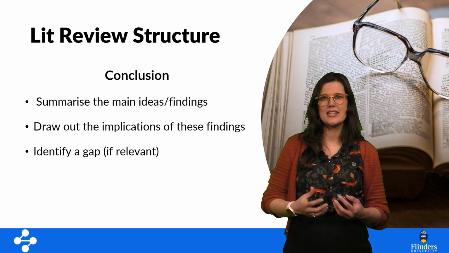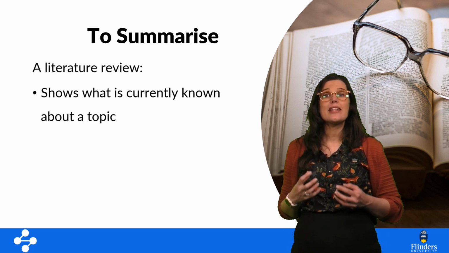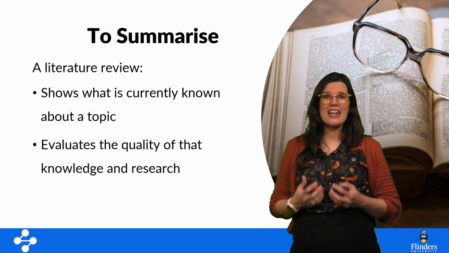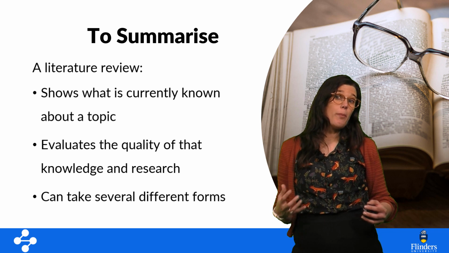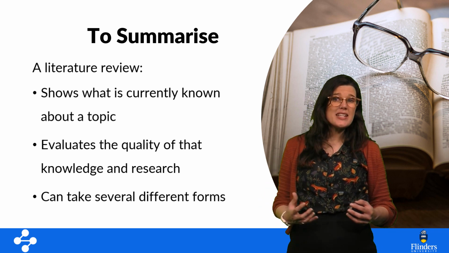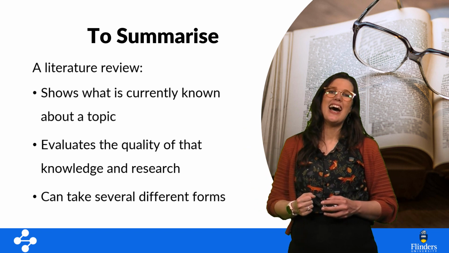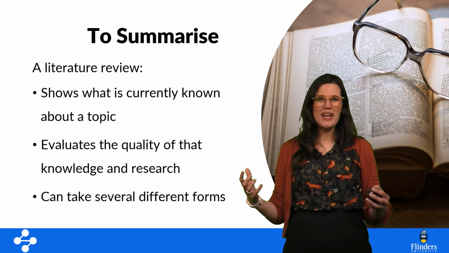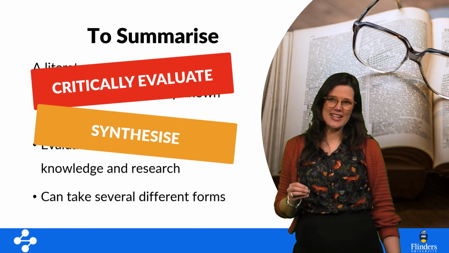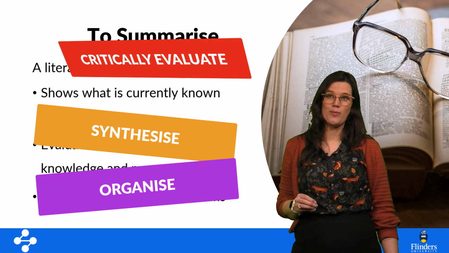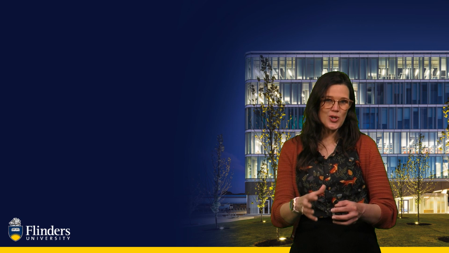Why is it important? So remember, a literature review aims to show what is currently known about a particular topic and evaluate how research about that topic has been conducted. Depending on your purpose, there are a few different forms that a literature review might take, but importantly, no matter how long your literature review is or what kind of form it takes, you need to critically evaluate, synthesize, and organize your review. So I hope this has given you a little bit of an overview of how to get started on your literature review.